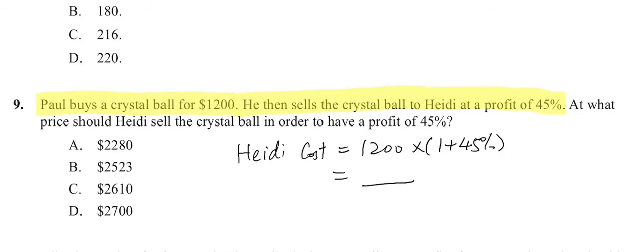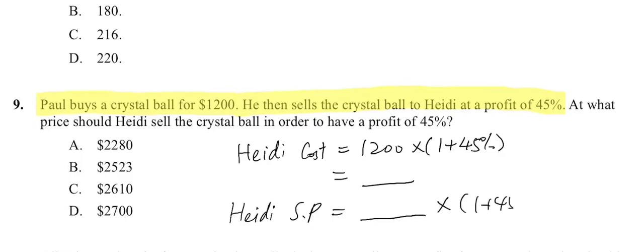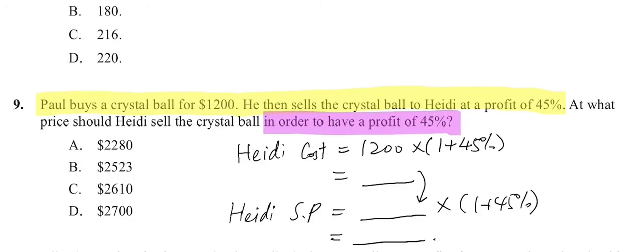So this will be the cost that Heidi has, and then she wants to make a further 45% on it. So Heidi's selling price would be the cost of Heidi times another 45% on top of it, and that would be the answer. So just do it on the calculator, and this answer is replaced here because that's what Heidi's cost is. She wants to have a profit of 45% as well. So that's this part, and then the yellow part is here.